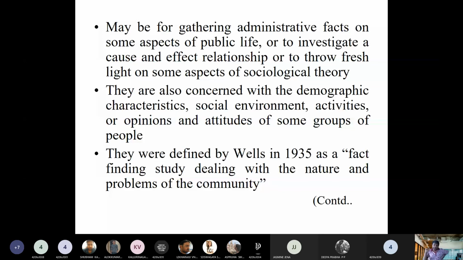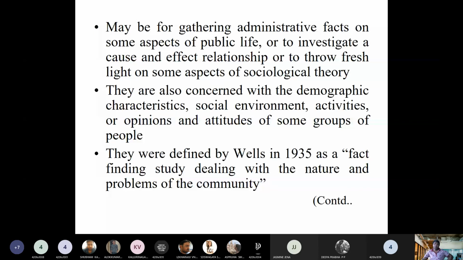Survey was defined by Wells in 1935. Wells first defined it as a fact-finding study dealing with the nature and problems of the community. What is a survey? In 1935, Wells defined the concept of survey as a fact-finding study. A survey is nothing but a fact-finding study dealing with the nature and problems of the community. So what are the nature and problems the community is facing? Doing a fact-finding study dealing with all these aspects is called a survey.